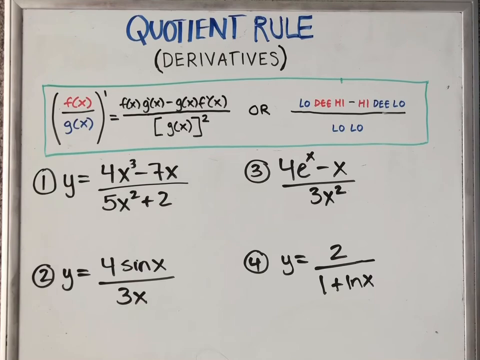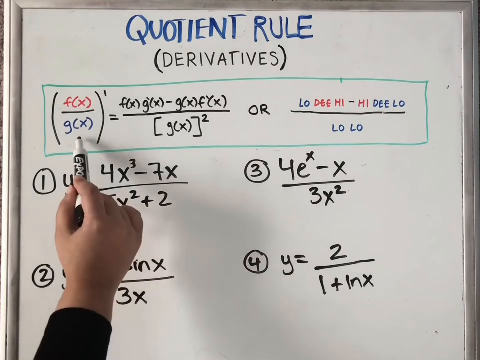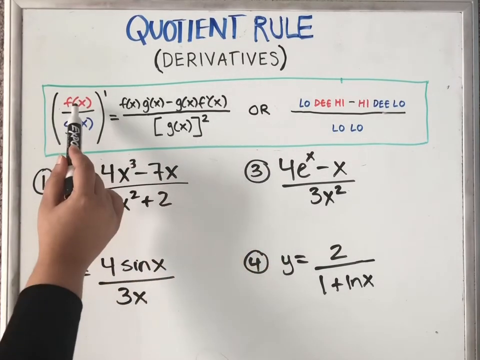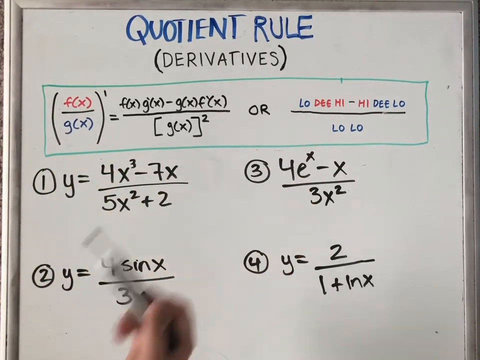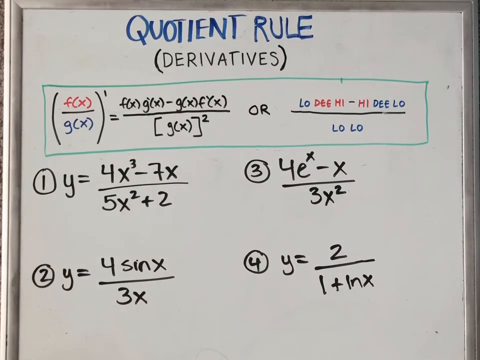In this one, we're going to be using the quotient rule, formal definition right here, or as I like to use it, low d high minus high d low over low low, where low is essentially the bottom function and high is the top function and d means derivative. So with that, let's get right to it.